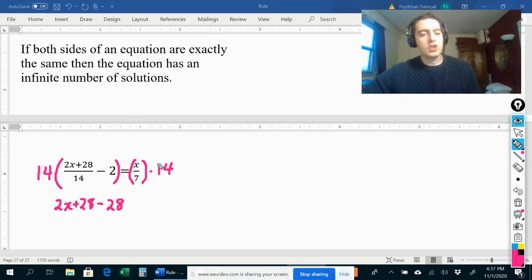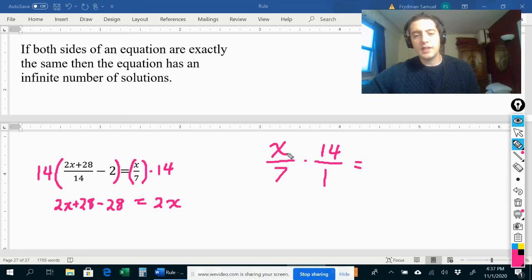Okay. So here I can see that, well, 14 divided by 7 would be 2. So 14 times x over 7 would actually be 2x. Here, maybe it's not clear why this is equal to 2x. Let me just break it down a little bit. So this is x over 7 times 14. We can put the 14 over 1, and then we would get x times 14 is 14x, and 7 times 1 is 7, and then 14 divided by 7 is 2, so we get 2x there.